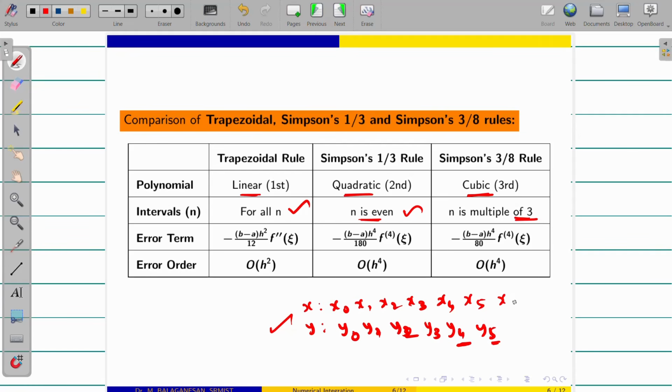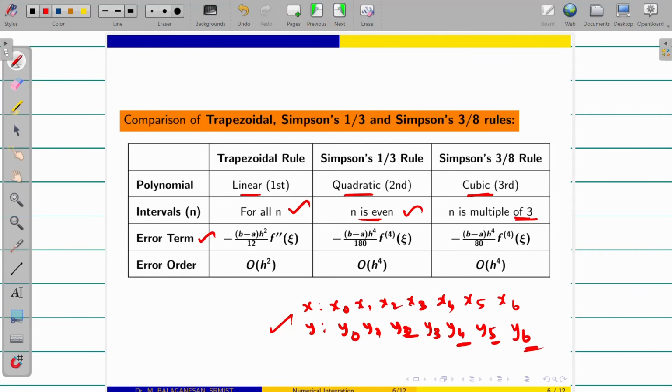For example, I'll explain now. X6 corresponding value is y6. Tell me now, is it applicable? Yeah, Simpson 3/8 rule is applicable because it is multiple of 3. Is Simpson one-third rule applicable? Yeah, it is even, that is multiple of 2. So it is also applicable. This is the concept I have given here, guys.